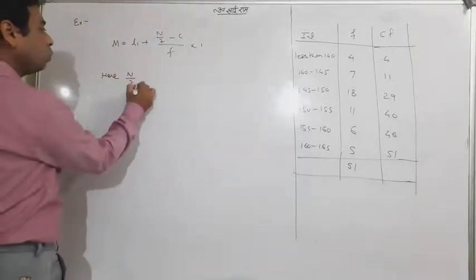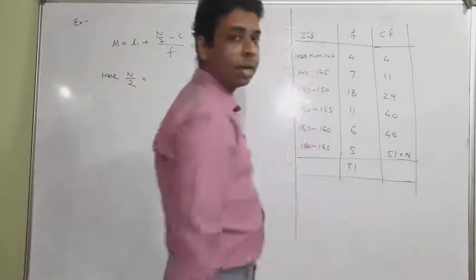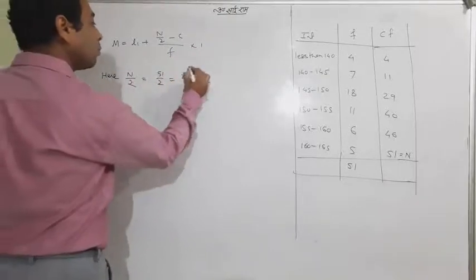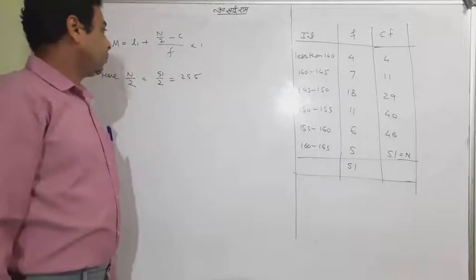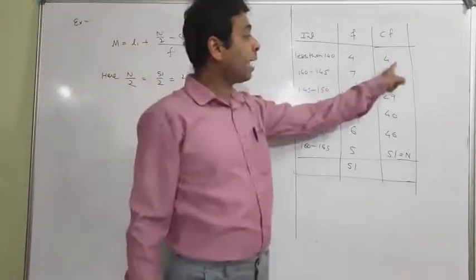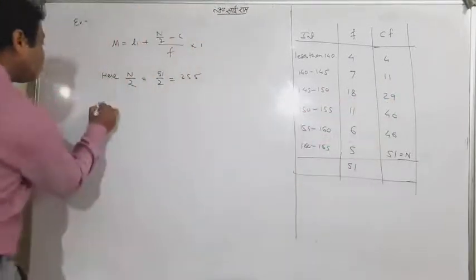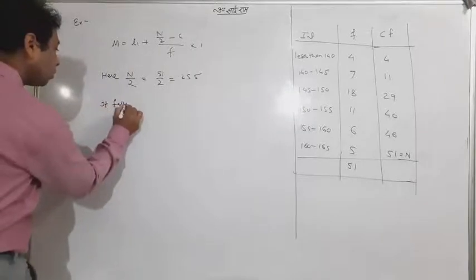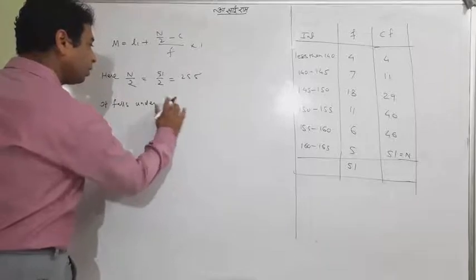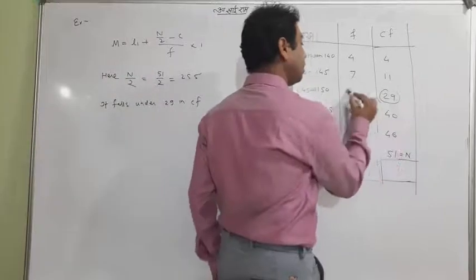Your n is none else but the last number, which is 51. So n by 2 gives you 25.5. And 25.5 is lying after 11, under 29. So I'll say that it falls under 29 in CF. So this data is important.